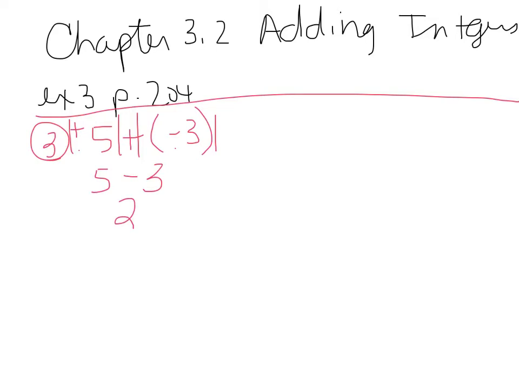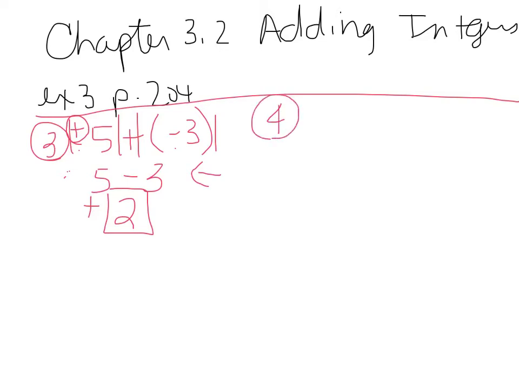And so you ask yourself, 5 is the larger of the two absolute values, and the sign of 5 is positive, so this answer is positive. And this would be like, I have $5, I just spent $3, I have $2 left.